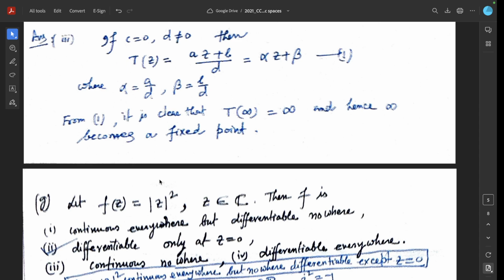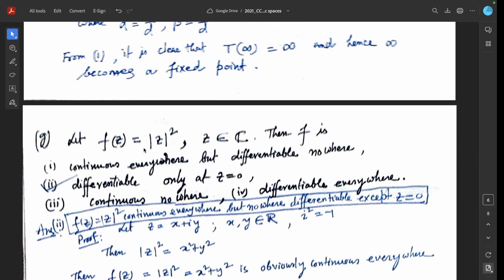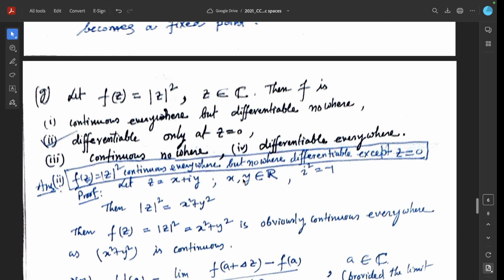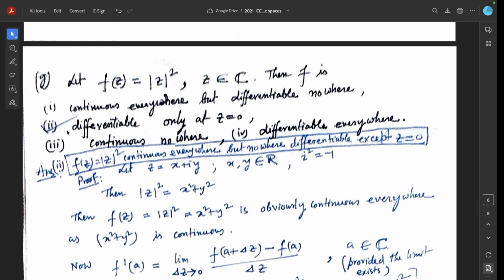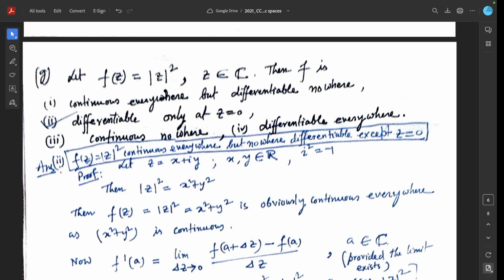Next question, G. Let f(z) equal mod z square, where z belongs to the set of all complex numbers C. Then f is differentiable only at z equal to 0. Very important question. Actually, this question says that f(z) equals mod z square is continuous everywhere, but nowhere differentiable except at the point z equal to 0. So mod z square is everywhere continuous and differentiable only at the point z equal to 0.